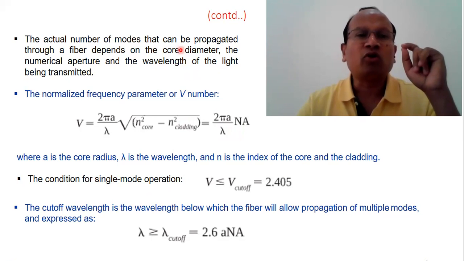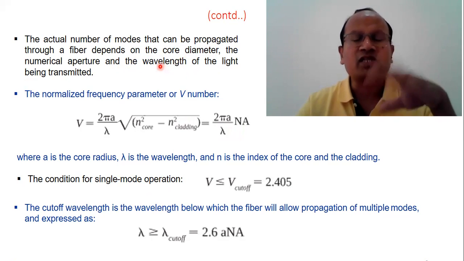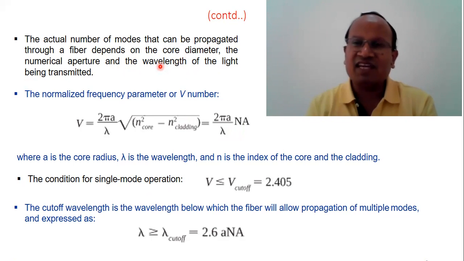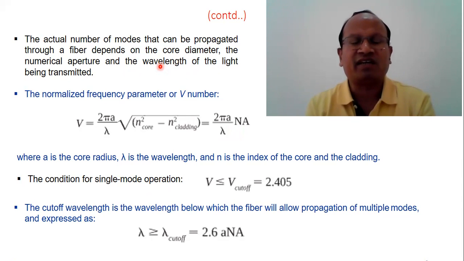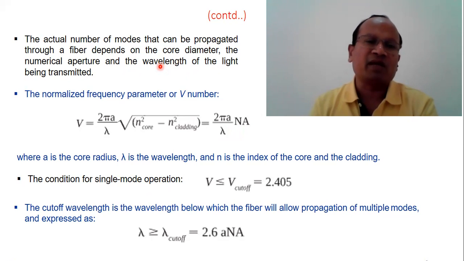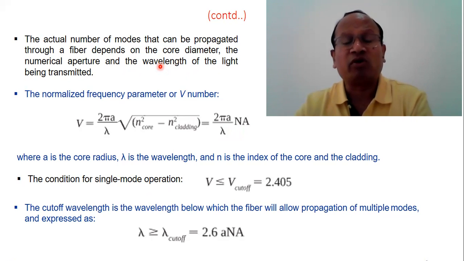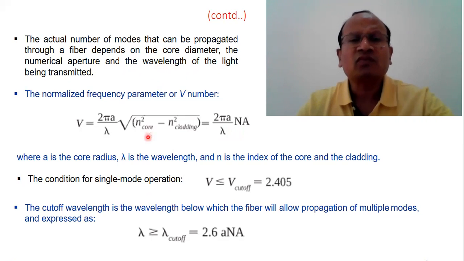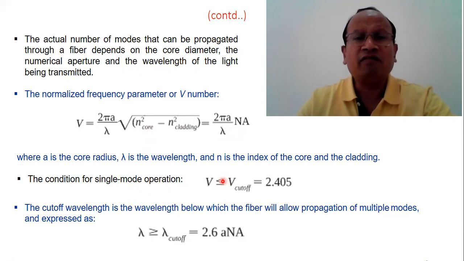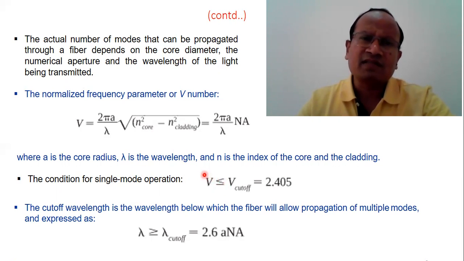So therefore, core diameter, numerical aperture, and wavelength are the factors on which the actual number of modes depends, which is decided by the V number. V number actually decides how many modes will be there. The condition for single mode is that your V number must be less than some cutoff value. And the cutoff value is 2.4.